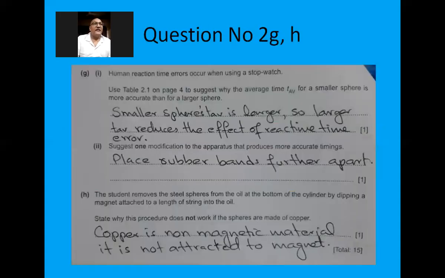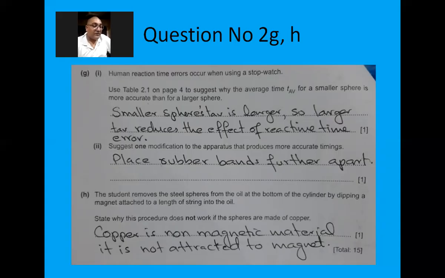The next part is question number 2, G part. He says, human reaction time error occurs when using a stopwatch. So when your brain asks your hand to start the stopwatch, there is a certain time between it, and that is called the human reaction time. Due to this, whenever you time something, there is a certain error. That is due to the human reaction.